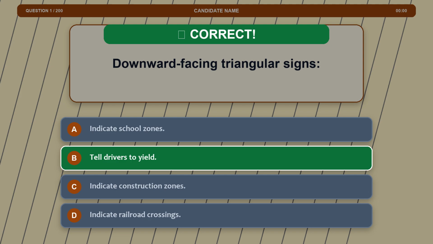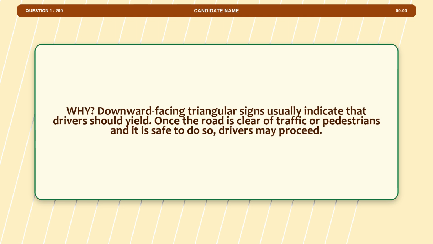The correct answer is option B. Tell drivers to yield. Explanation. Downward-facing triangular signs usually indicate that drivers should yield once the road is clear of traffic or pedestrians and it is safe to do so. Drivers may proceed.